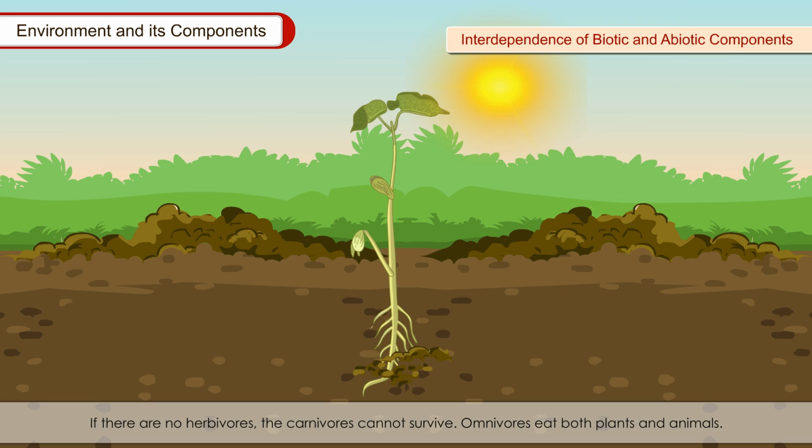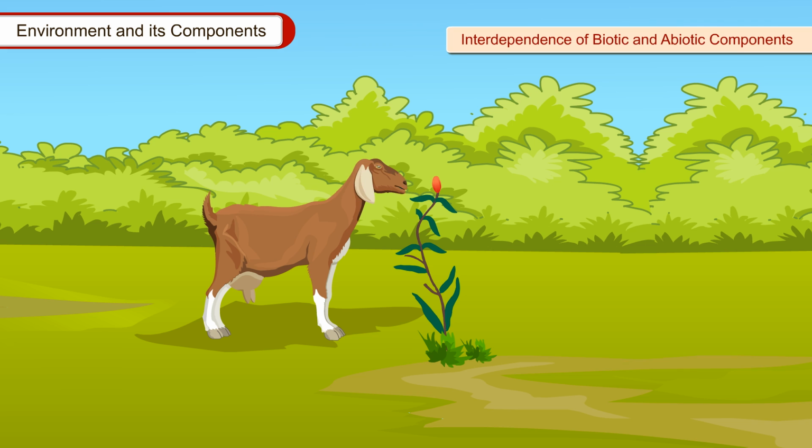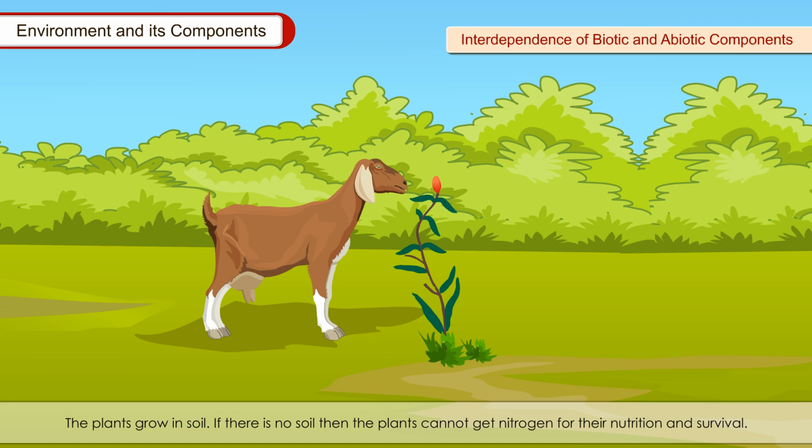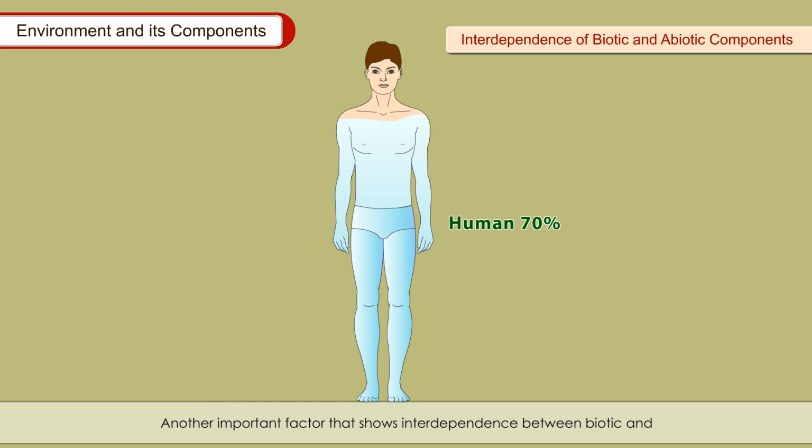Omnivores eat both plants and animals. In the absence of both, they will also not survive. The plants grow in soil. If there is no soil, then the plants cannot get nitrogen for their nutrition and survival. Nitrogen is the key component of proteins and some other important activities in plants. Another important factor that shows interdependence between biotic and abiotic components is water.